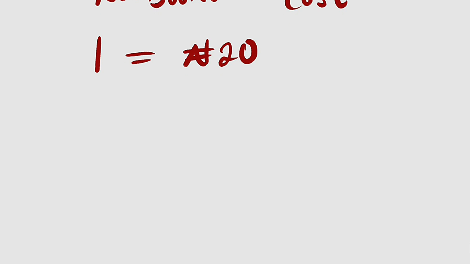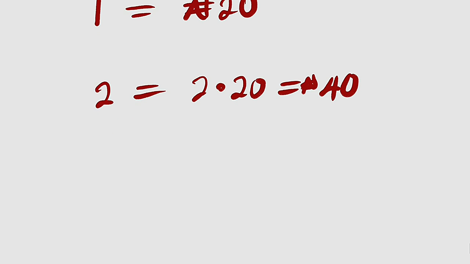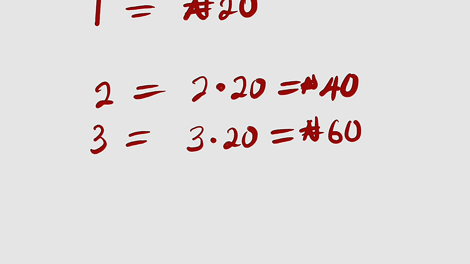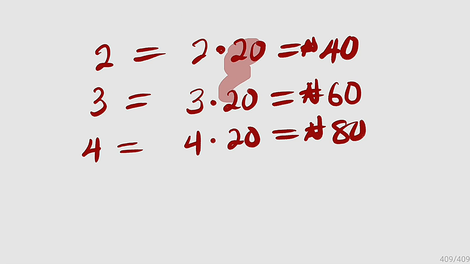Okay, what do you expect for 2 books? 2 books will be what? 2 multiplied by 20, definitely, right? Which is equal to 40 naira. What about 3 books? 3 will be what? 3 multiplied by 20, which is equal to 60 naira. Let me stop here. 4 will be what? 4 multiplied by 20 equal to 80 naira. So if you observe, 20 is our constant here because this is what keeps on repeating.